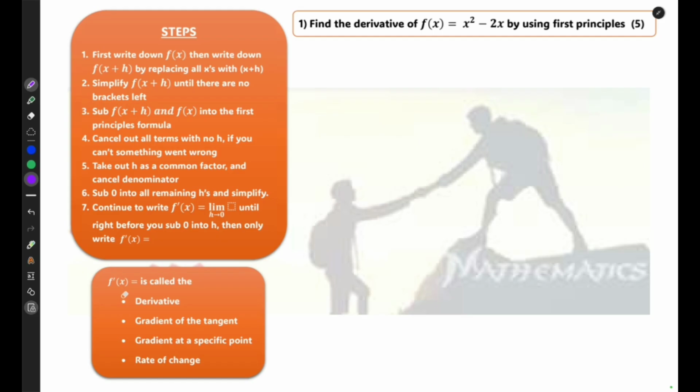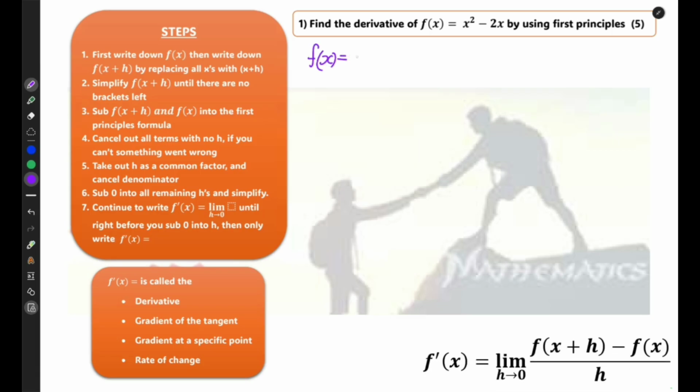Find the derivative, so I'm going to use calculus, of f(x) if f(x) is x squared minus 2x by using first principles, and like I said, it counts 5 marks. Now, the first thing you're going to do is rewrite the f(x) formula that they gave you. So I know f(x) is equal to x squared minus 2x.